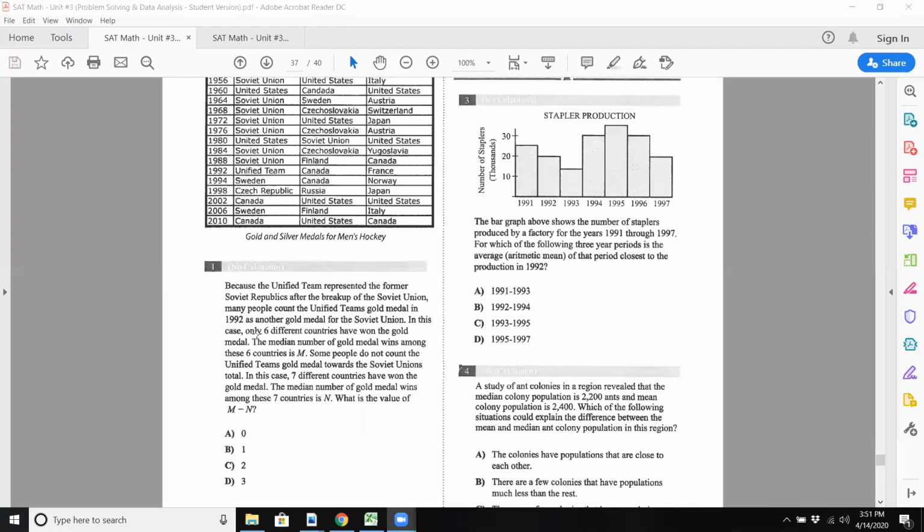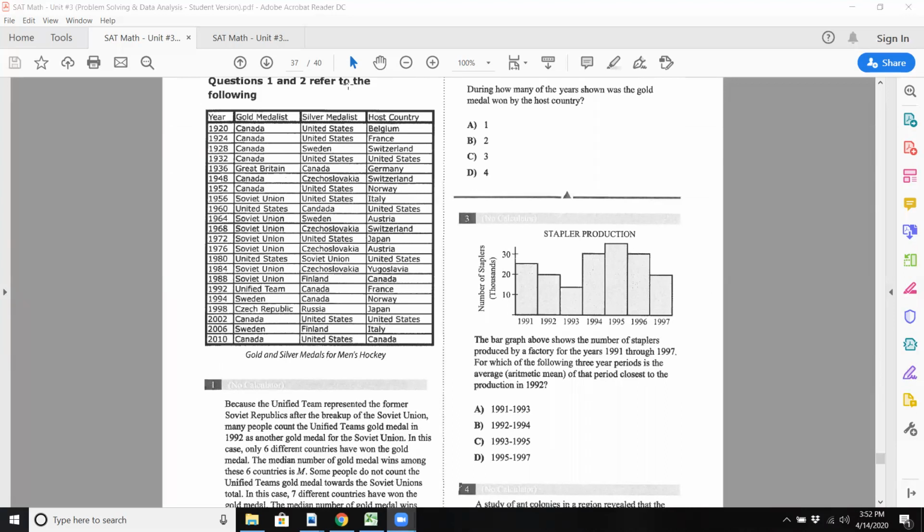But those who do, that means that 6 different countries have won the gold medal. And the median number of gold medal wins among these 6 countries would be M. Some people do not count the Unified Team as the same as the Soviet Union, so they count as a different country, because the Unified Team, I think, included all the countries that are now broken up, like Ukraine and Kazakhstan and so forth. In this case, 7 different countries have won the gold medal. And the median would be N for that. So here's how you're going to look at this.